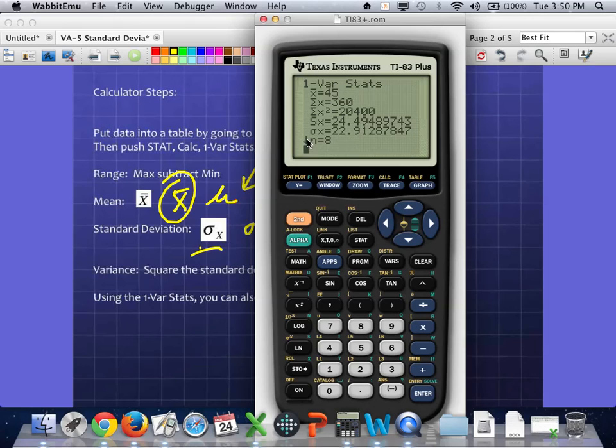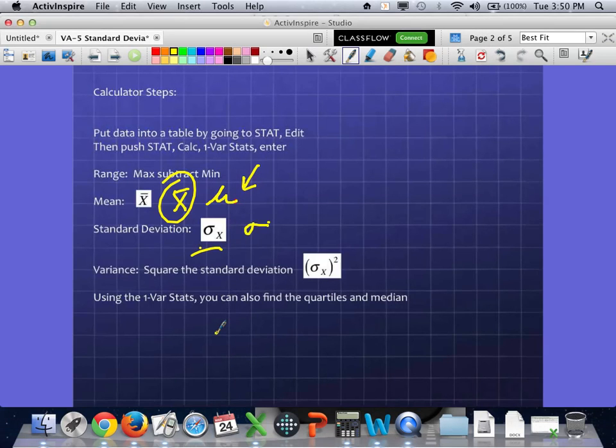They also give you an arrow button so you can scroll down. So if you needed to know what the range was, you would take the max, right here, 80, and subtract the min, and that would give you your range. If you needed to know the median, it's right here. Q1 and Q3 is right there. So everything is pretty much in your calculator. Very, very straightforward, very easy. Okay? Let's see what we've got.